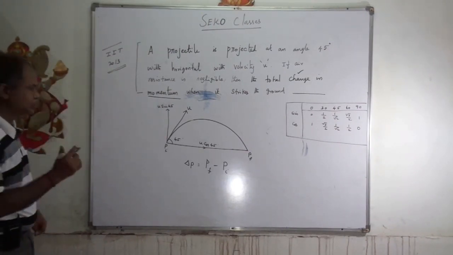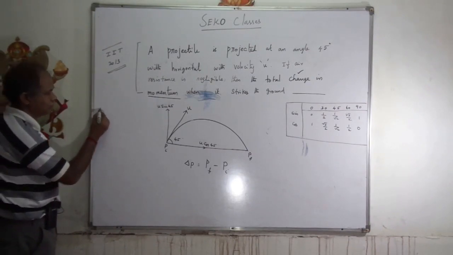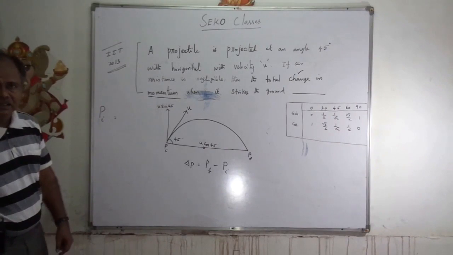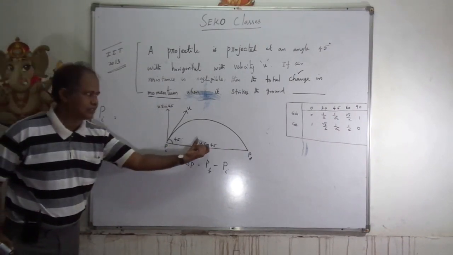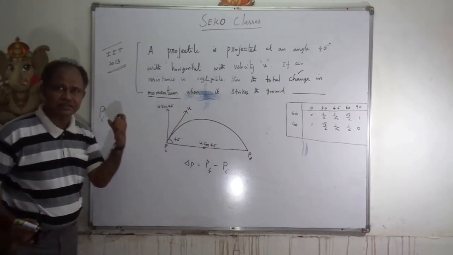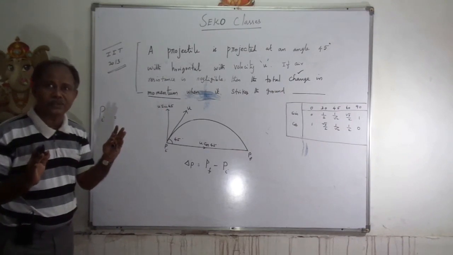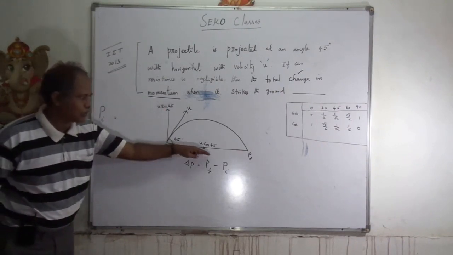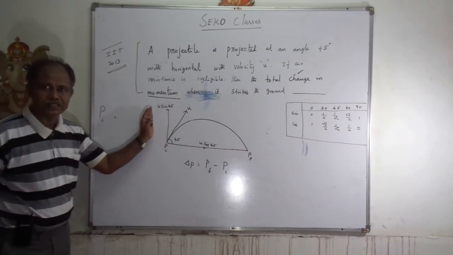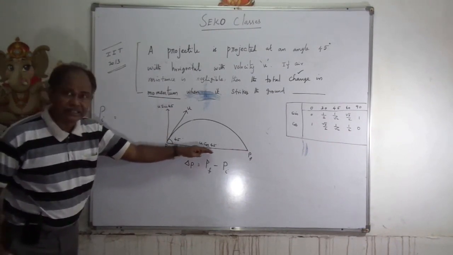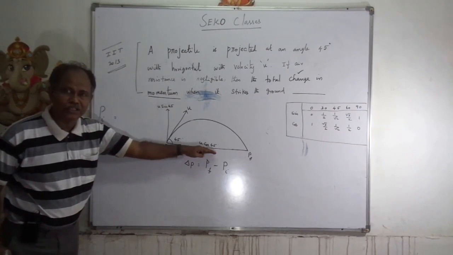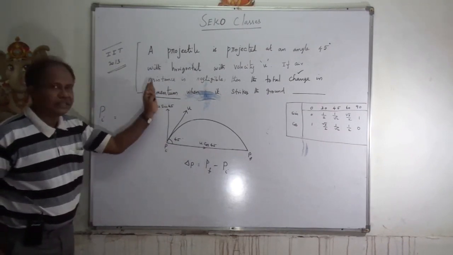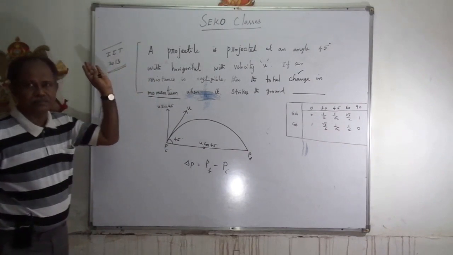How do you find the initial momentum? Here there are two components, u cos theta and u sin theta. Just add these two components and you get the initial momentum. Both are positive components. Along the x-axis the unit vector is i, and along the y-axis the unit vector is j.